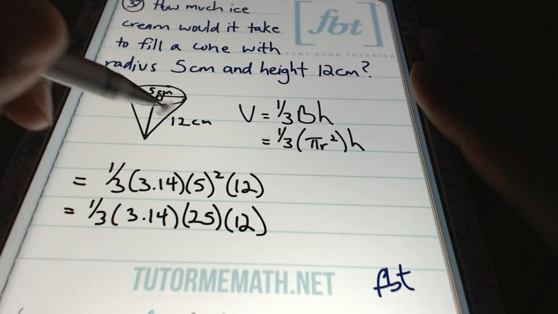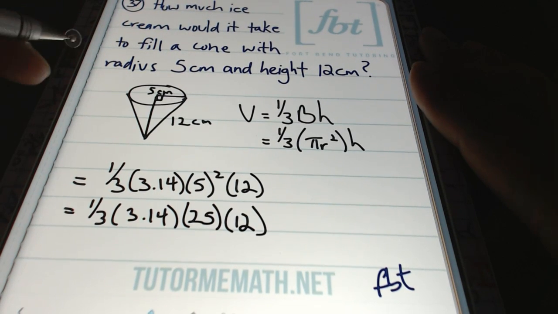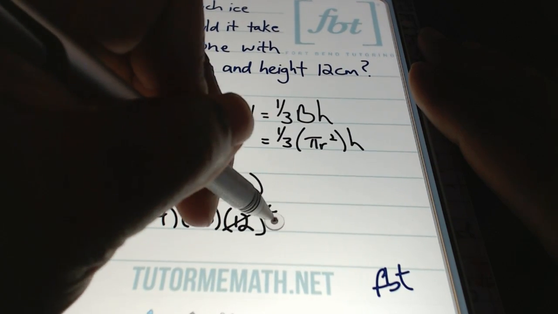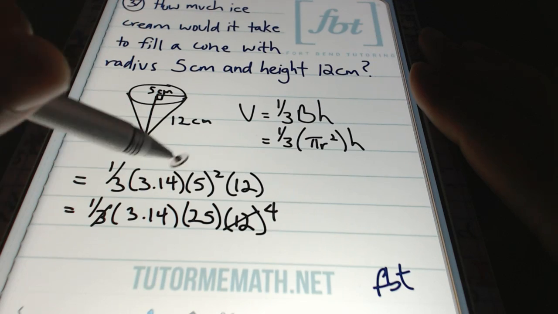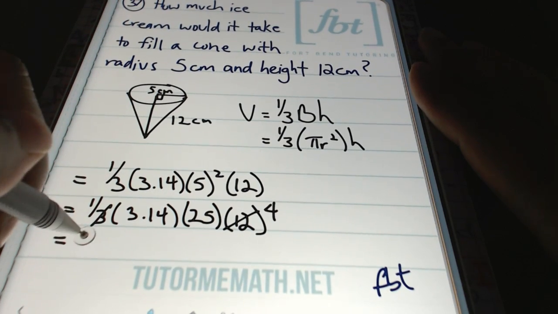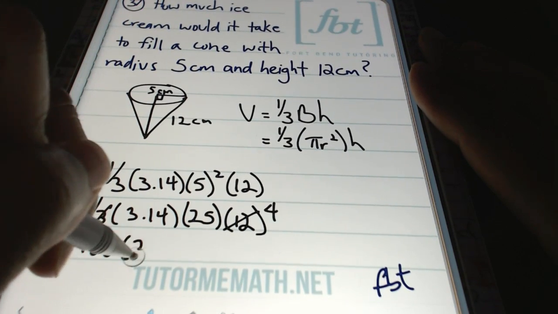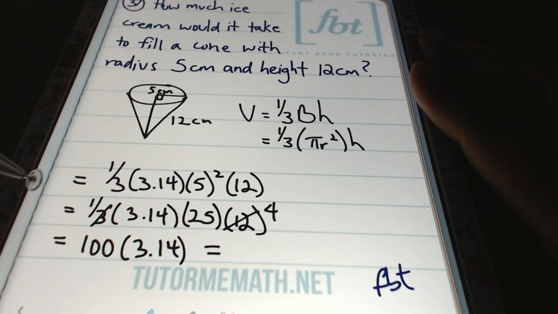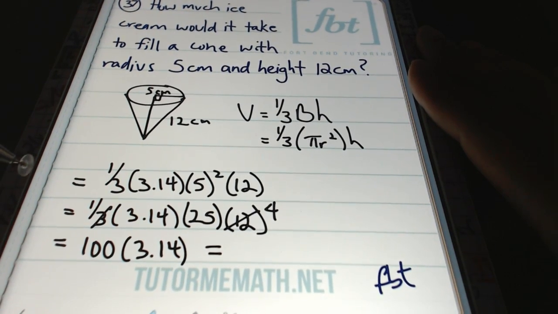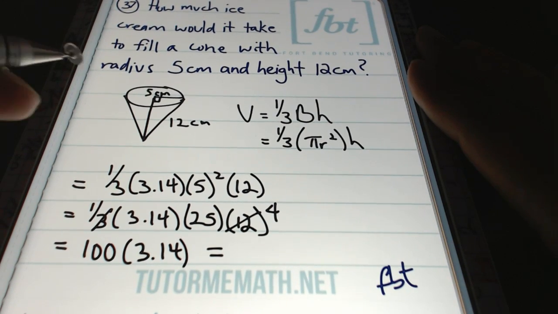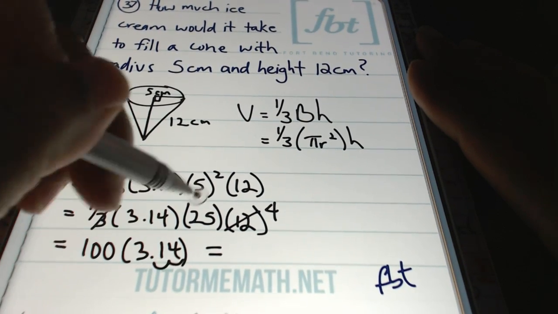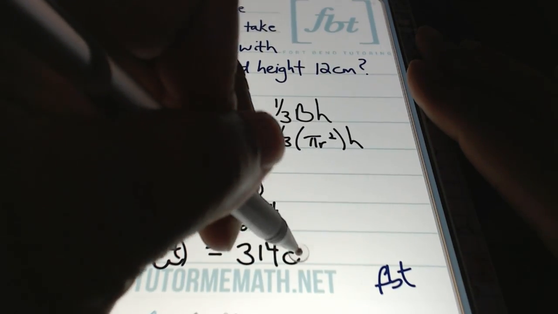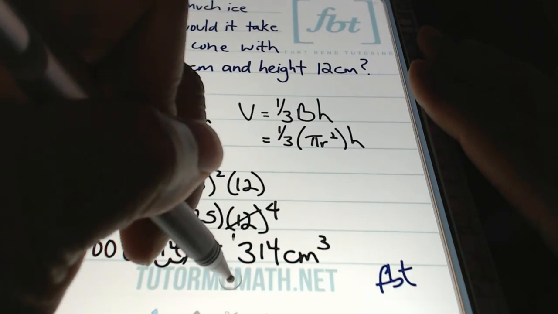Then taking 1/3 of 12, guys, is what I'm going to do next. 3 goes into 12 4 times, and then multiplying 4 times 25 gives us 100. So we'll have 100 times 3.14. And multiplying 3.14 by 100, we'll just simply move that decimal over 2 places to the right, and you'll end up with 314 and done. And the centimeters will be cubed, guys.